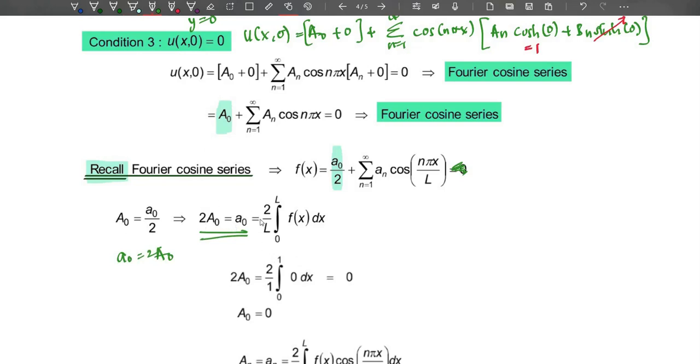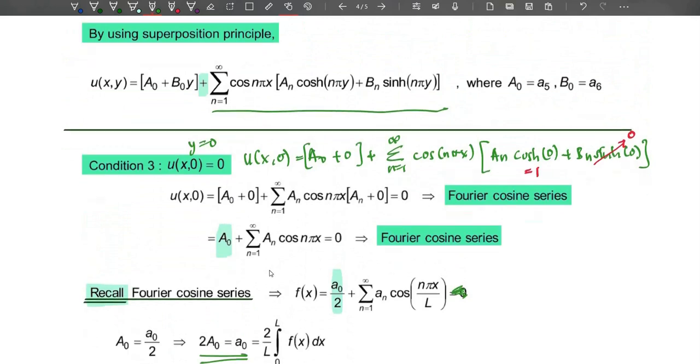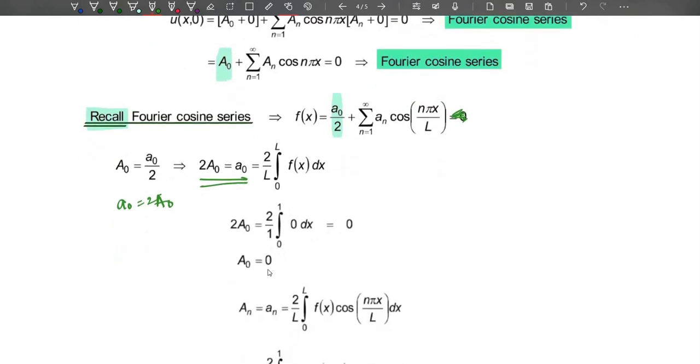2A0 is equal to 2 over L, integrate 0 to L, f(x) with respect to x. And hence we have 2A0 equal to 2 over 1, since a equal to 1, so we replace L with a. So right now, 2 over 1 integrate from 0 to 1, 0 with respect to x equal to 0. So here A0 equal to 0.